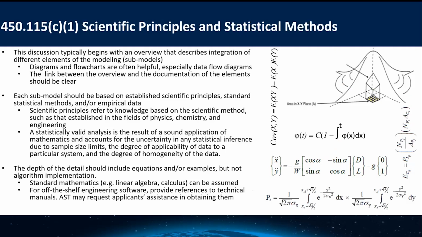450.115 C1, that is scientific principles and statistical methods. This is about the use of approaches grounded in theory. It begins with an overview that clearly describes the integration of the different elements of the modeling and submodels. This is usually accomplished by the use of diagrams and flow charts, like data flow diagrams, and the link between overview and elements should be obvious to the evaluator or the reader.